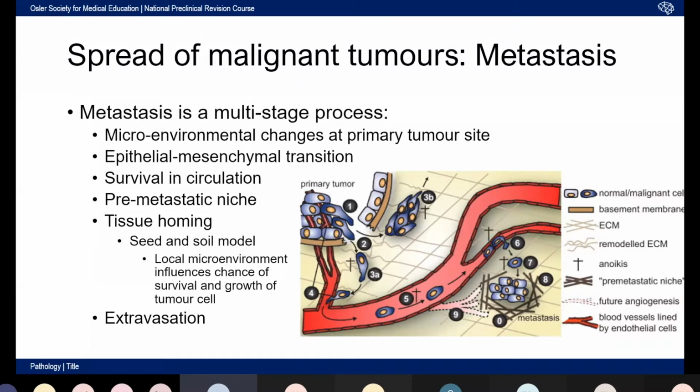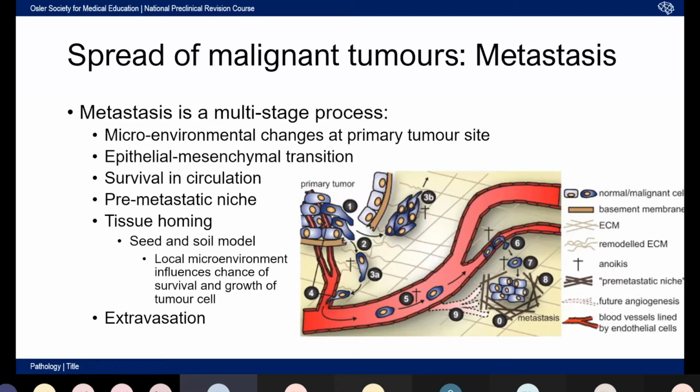So the seed and soil model suggests that the local microenvironment influences the chance of survival and growth of an arriving circulating tumour cell. So the microenvironment determines where the cancer cell is likely to seed to. But this theory still doesn't explain everything. So for example, why do contralateral organs, which would be the same tissue, rarely become metastatic sites?